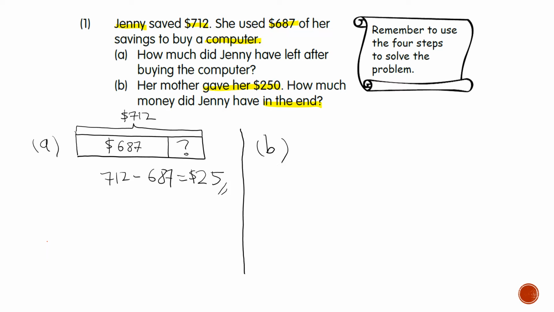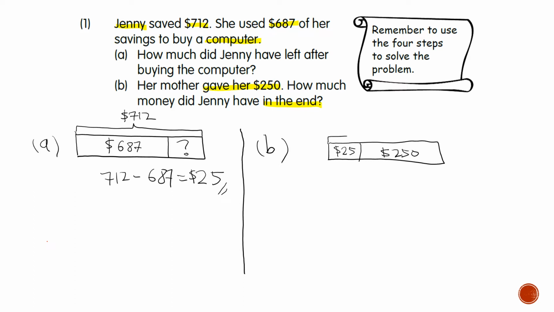So over here, the mom gave her $250 apart from the $25. I'm actually going to draw a model. Okay, so we're going to translate the problem from numbers and words into a diagram. Here, this is what she had left in part A, and the mom gave her $250.